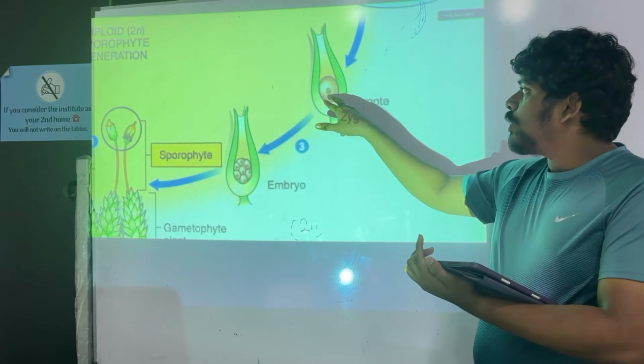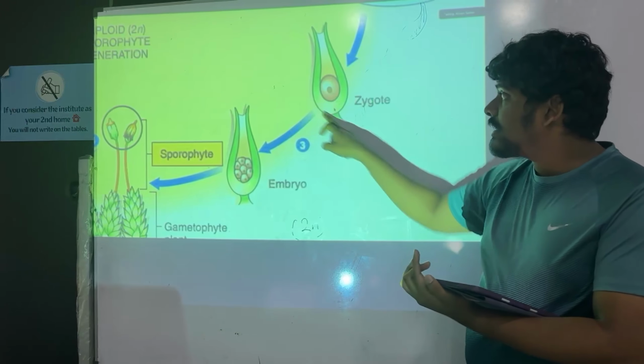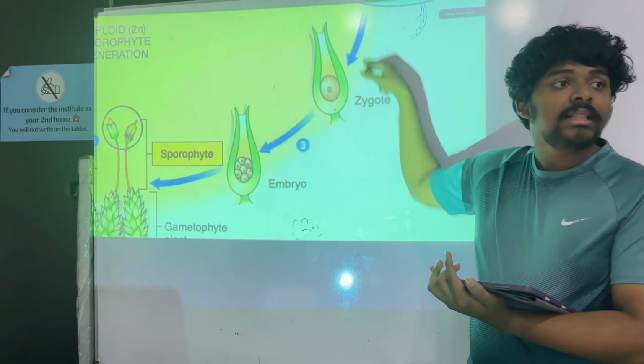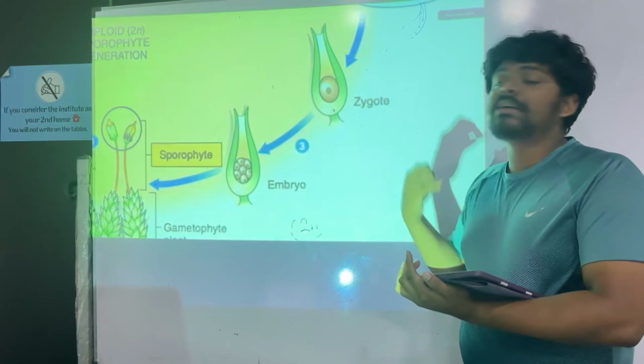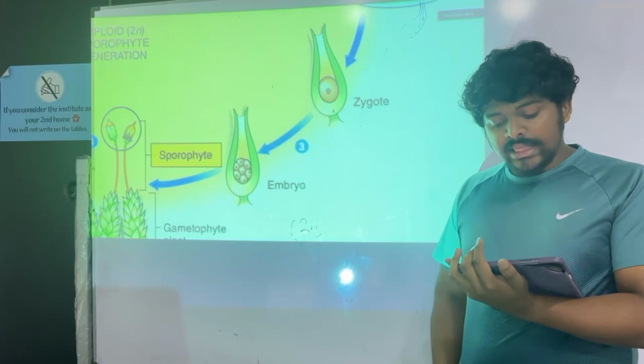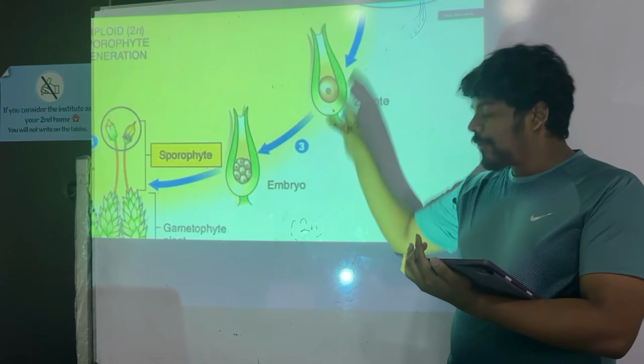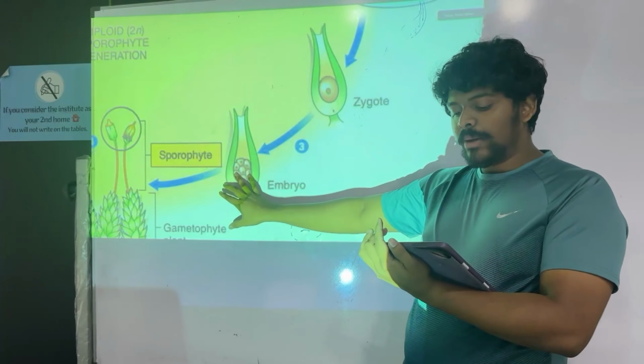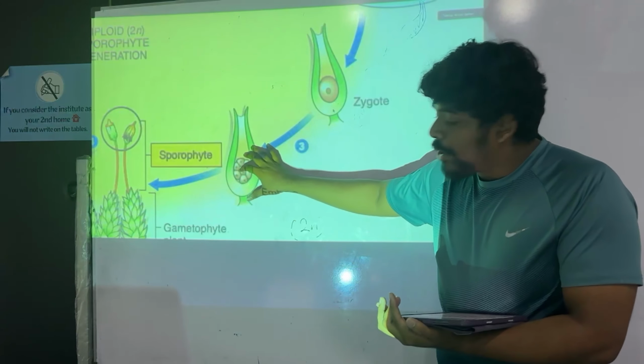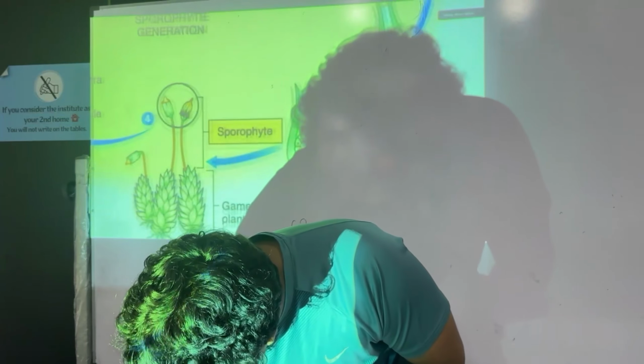So this embryo is retained within what? What is the structure? The archegonium. It is retained within that archegonium. Then that zygote will eventually develop into an embryo. The embryo is also retained within the archegonium, and eventually that embryo will become a sporophyte.